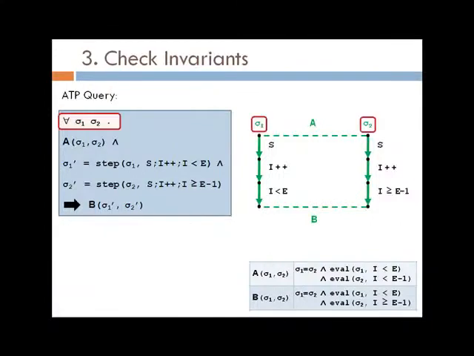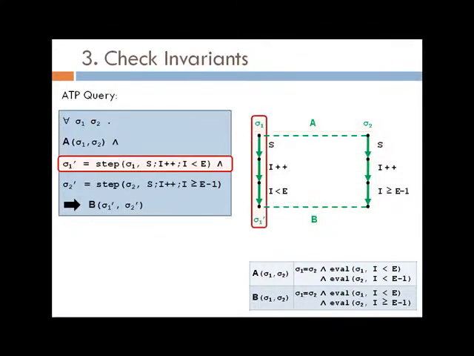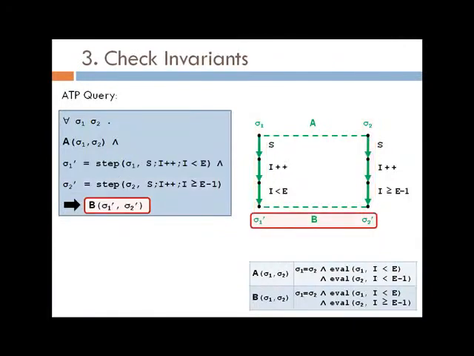The query considers arbitrary left and right states and assumes that A holds on them. Furthermore, it assumes that sigma 1 prime is the result of executing the left path starting at sigma 1, and similarly, that sigma 2 prime is the result of executing the right path starting at sigma 2. The step function here encodes how statements execute, and we provide the theorem prover with some simple axioms to define how step works. Now, given these assumptions, the theorem prover must show that B holds on the resulting states.